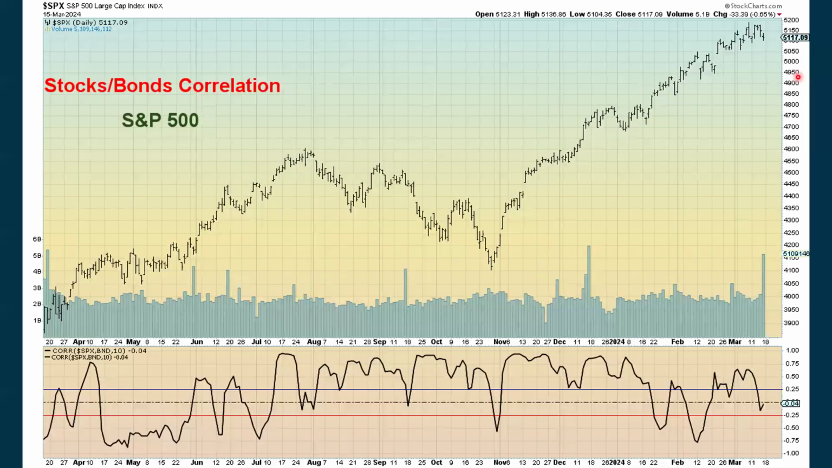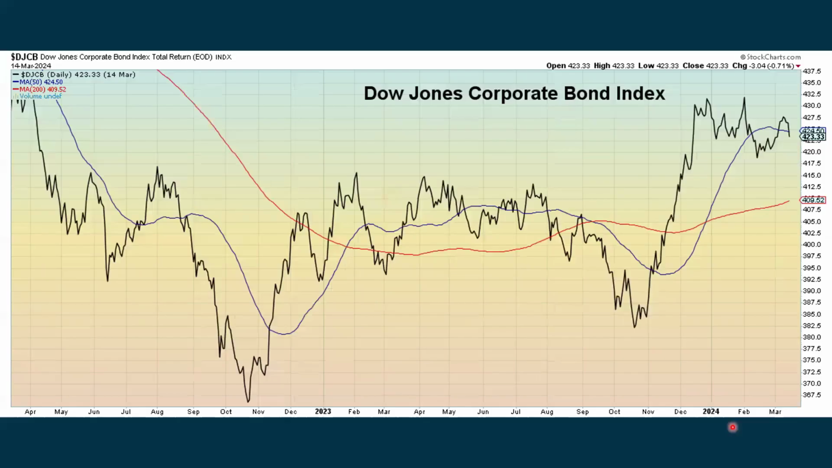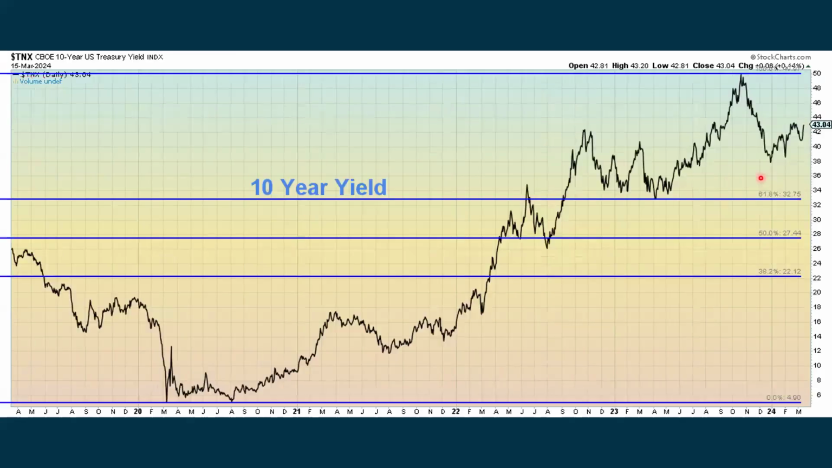And we look at a correlation between stocks and bonds, and it's pretty much neutral right now. When we're going up, that means they're going in the same direction. When this is going down, we're going in opposite directions. This neutral area just shows that they don't really know what they're doing right now. This is the Dow Jones Corporate Bond Index, where it has been pulling back, but it's still in a longer-term uptrend. Here's the 10-year yield with Fibonacci charts.